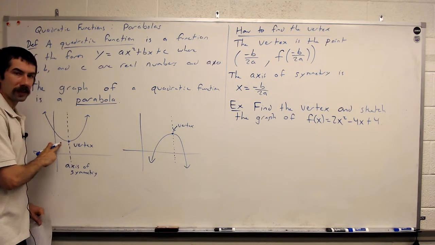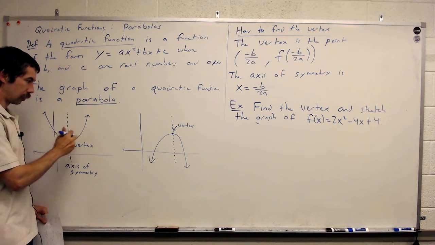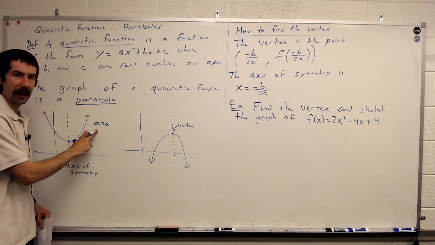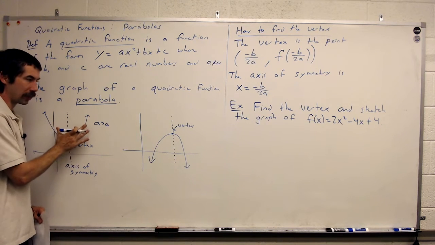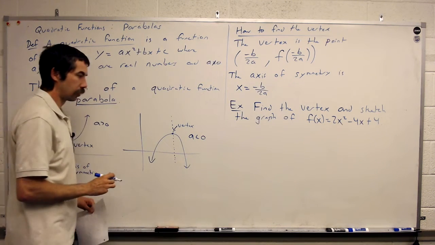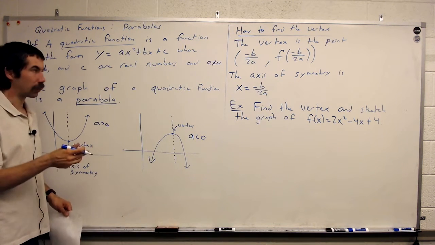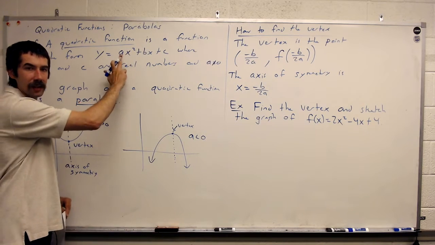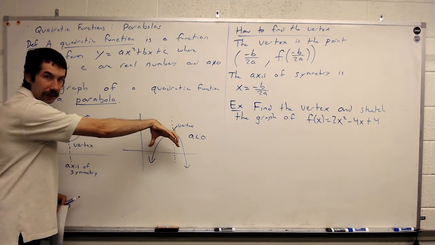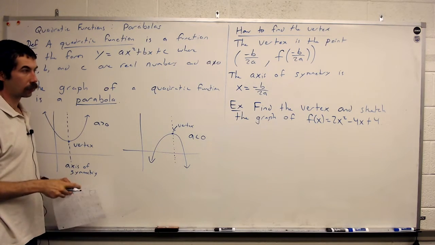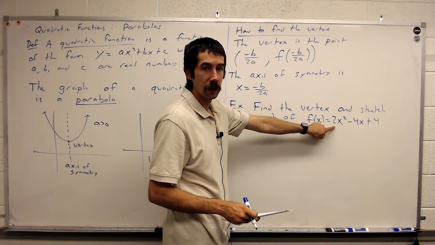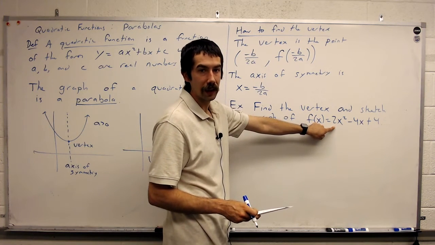The graph opens upwards if a is positive. So if our a value is positive, we have an upward facing graph. And if our a value is negative, it's a downward facing graph. So the number next to x squared tells us whether our parabola is opening upwards or if it's opening downwards. So here a is 2. So our parabola is going to be opening upwards.